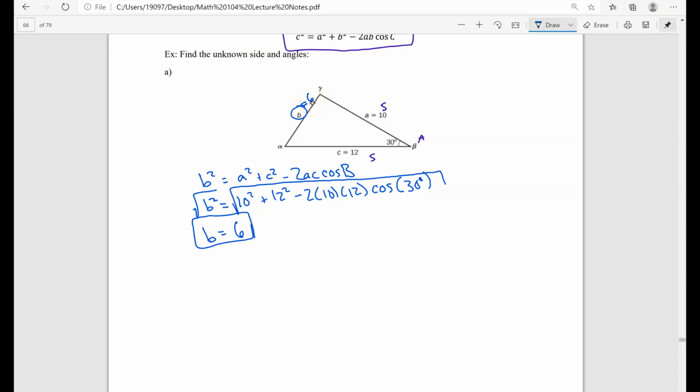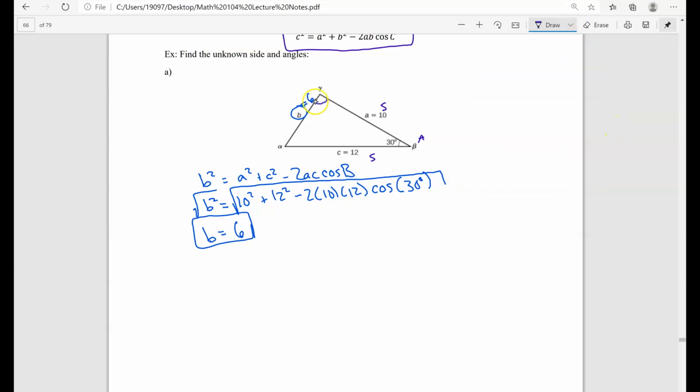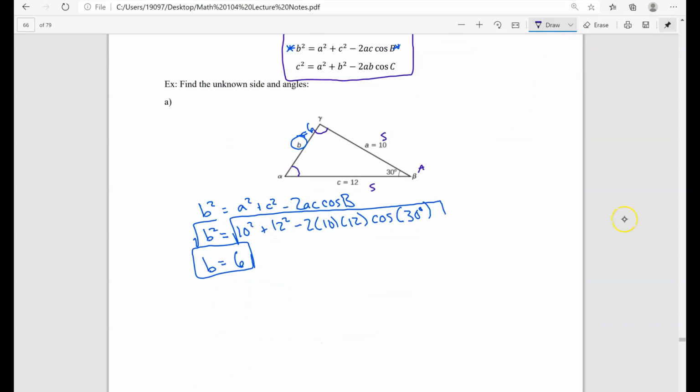So now in this case, you have two different cases. You can either solve for gamma or solve for alpha. Remember, when you have the side angle side case, what I said is always solve for the smallest one. The smallest angle is going to be the one opposite the smallest side. So in this case, it'll be better to solve for alpha first, because I know that angle is going to be the smallest, because 10 is smaller than 12.